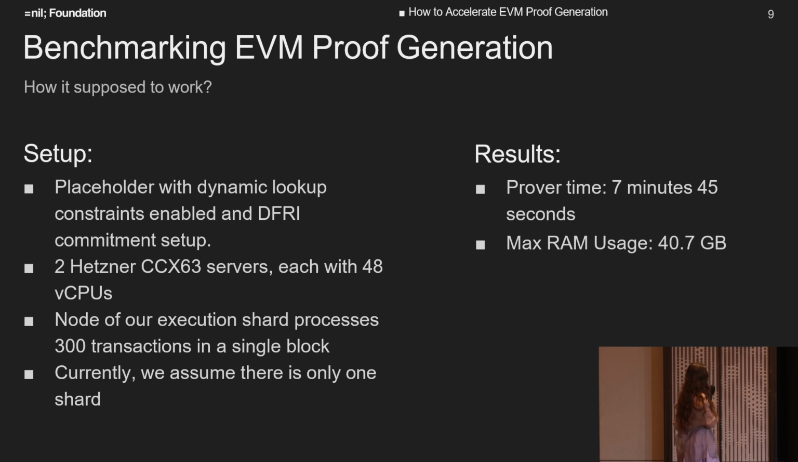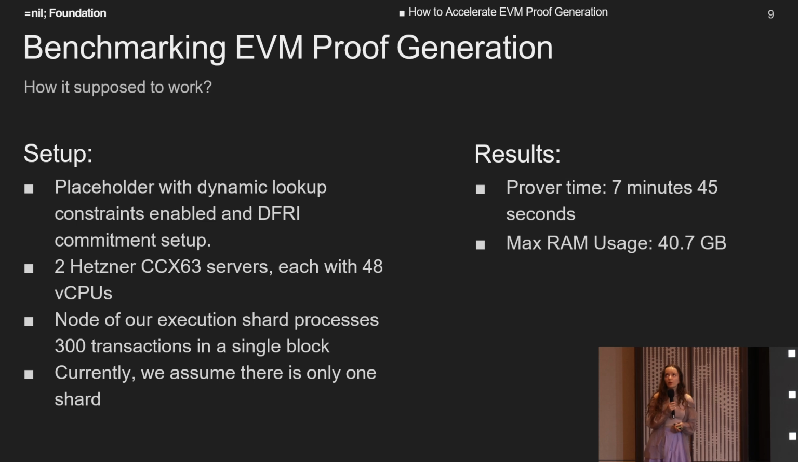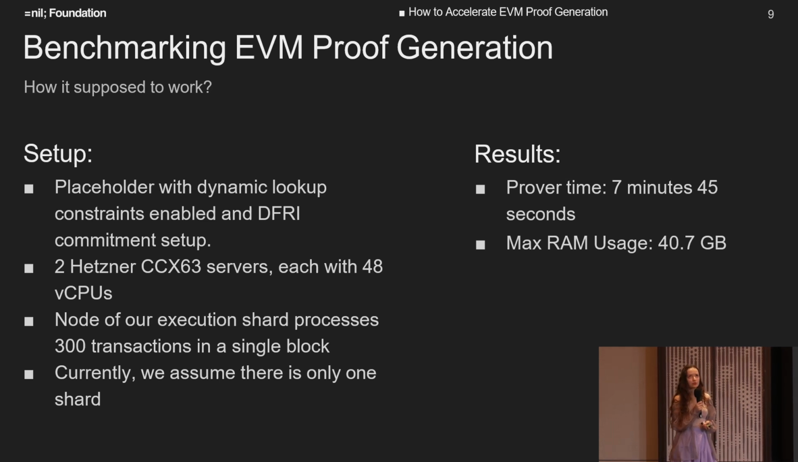It's our first benchmark. And our results: for prover time, it's 7 minutes 45 seconds, and RAM usage was about 40 gigabytes. And about RAM usage, it was actually good, because in other benchmarks for hash-based proof systems, I always see much more.